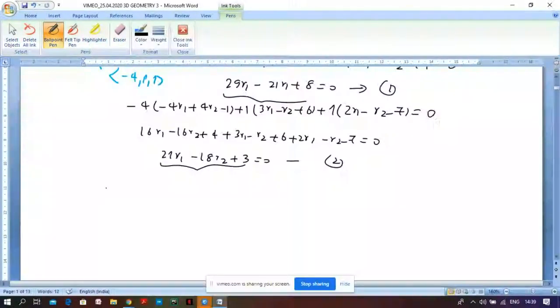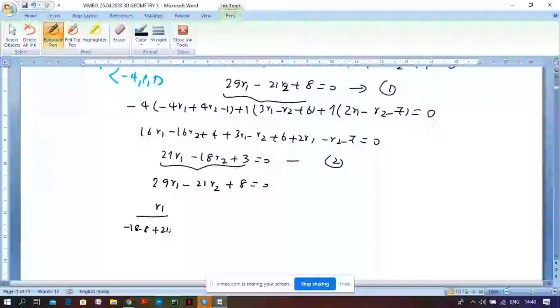I say cross multiplication. So I write one after the other. So I write 29 R1 in R2, this is R2, and plus 8 equal to 0. And then cross multiplication R1 minus 8. So minus 8 and 21 into 29, 21 into 8 over into minus 21.